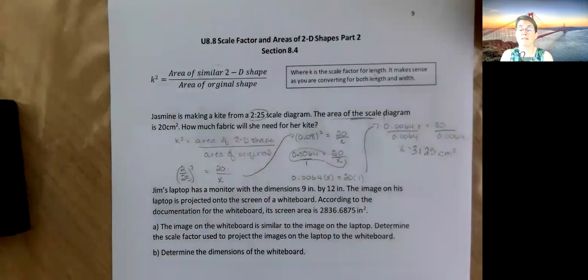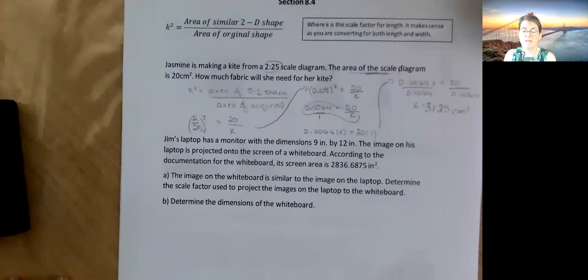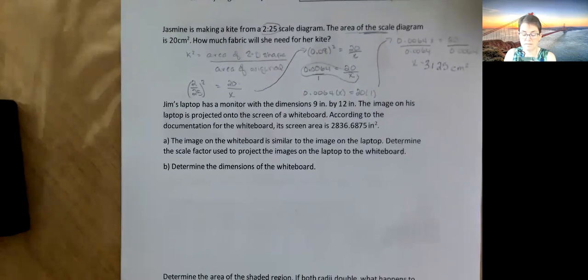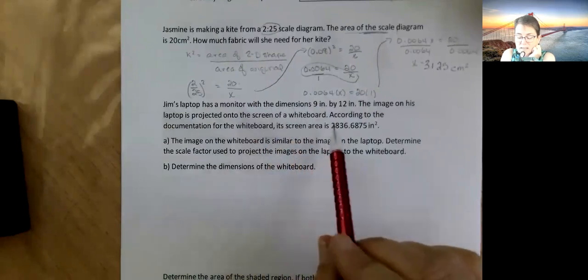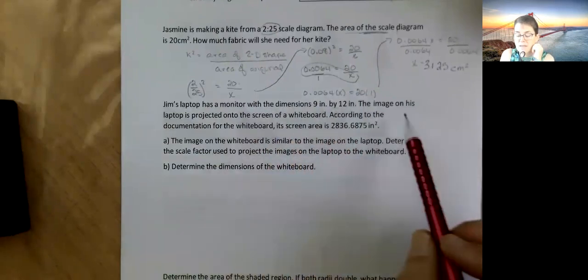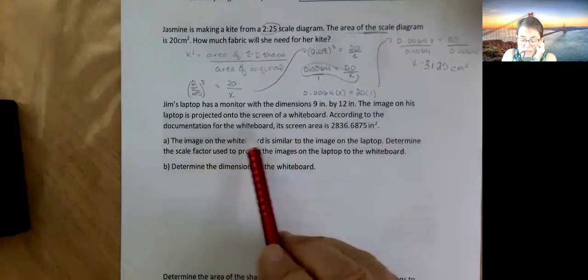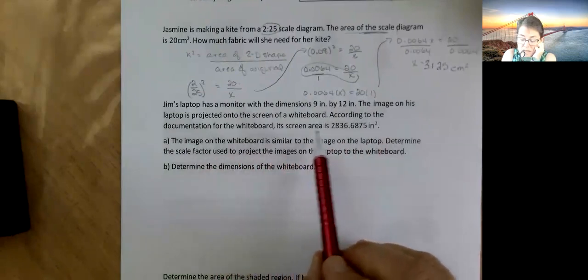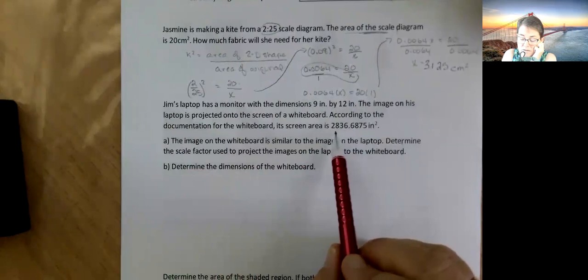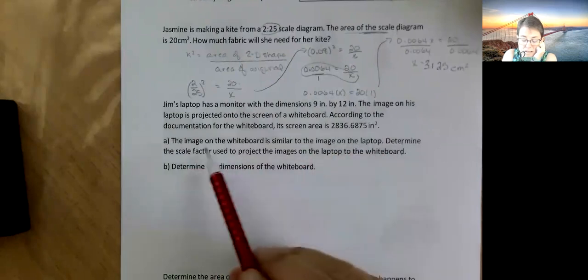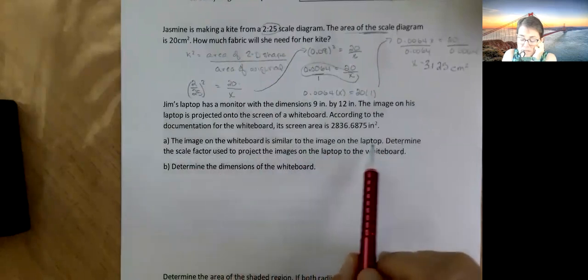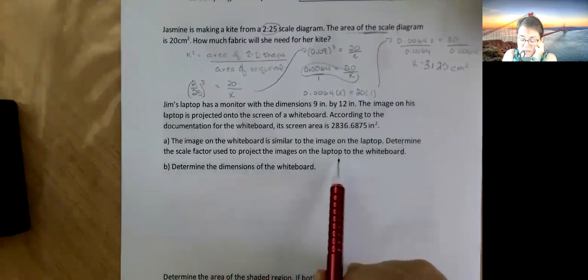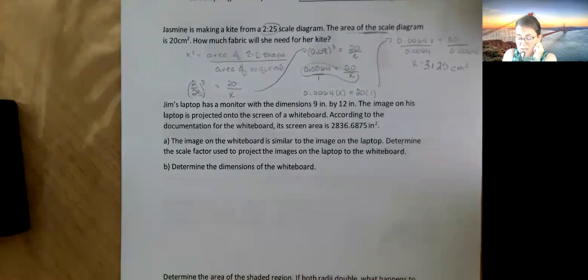All right, ta-da, there's our question. Let's try the next one. Okay. Jim's laptop monitor has dimensions of 9 by 12. The image on his laptop is projected onto a whiteboard. According to the documentation for the whiteboard, the screen area is 2000. Oh, okay. The image on the whiteboard is similar to the image on the laptop. Determine the scale factor used to project the images on the laptop onto the board.